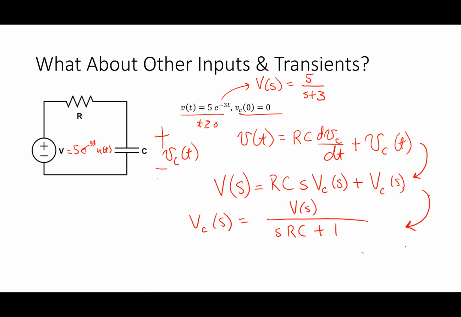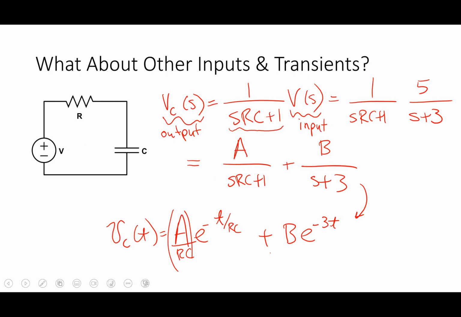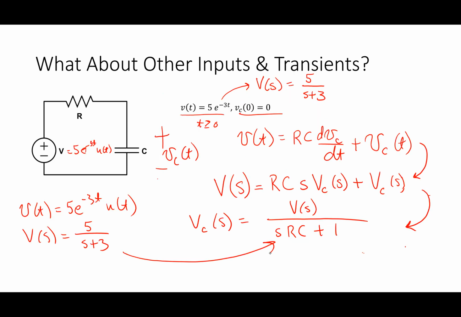Now, what I did up here is I said, if I had my v of t equal to 5e to the negative 3t u of t, that becomes V of s equal to 5 over s plus 3. So I plug that in here, and I end up with the results that I have shown here. Now, I wrote this a little bit differently. So I said V sub C of s, I call that the output because that's the thing that I'm solving for. It's the voltage across the capacitor. V of s is the source. So it's basically the input to the circuit that's causing the voltages and currents to appear.